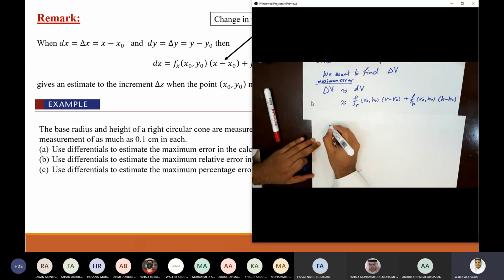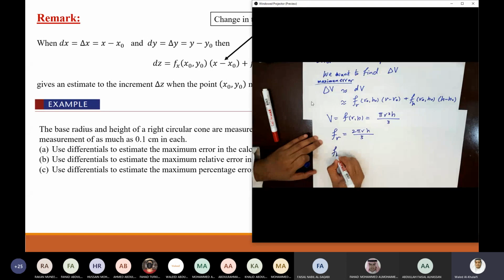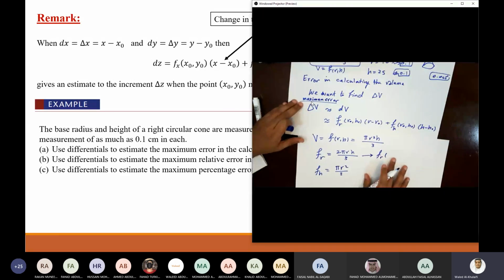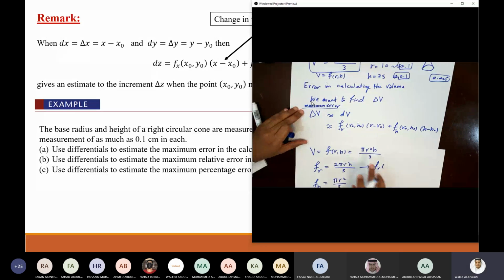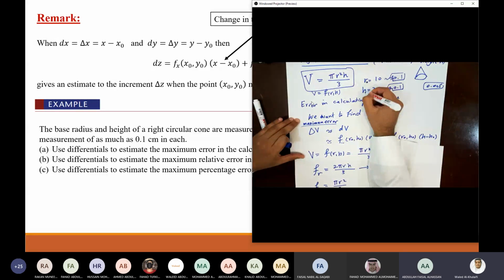Now what we need to do, guys: V equals f of r and h, and let me write it again, pi r squared h over 3. Then we need to find the derivative of f with respect to r, which will be 2 pi r h over 3, and the derivative of f with respect to h, which is equal to pi r squared over 3. Now what are r naught and h naught, guys? 10 and 50. Yes, this is r naught and this is h naught.